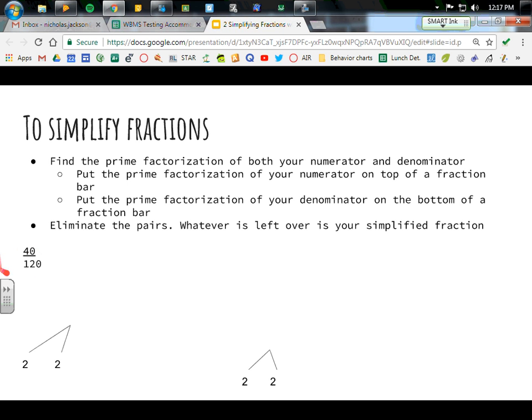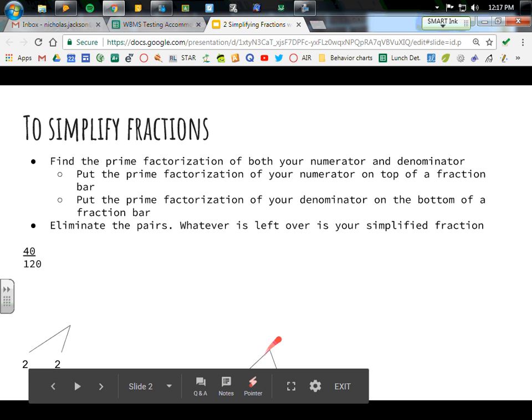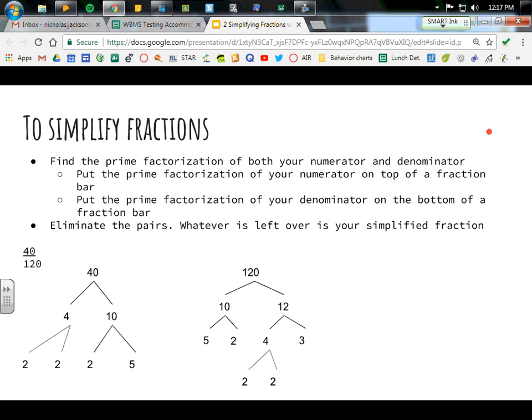So let's look at how that's going to work for the fraction 40 over 120. Part of my prime factorization is actually already there, which is funny. So first we factor 40 and 120. 40 can be factored into 4 and 10. 4 can be factored into 2 and 2. 10 can be factored into 2 and 5. So the prime factorization of 40 is 2 times 2 times 2 times 5.